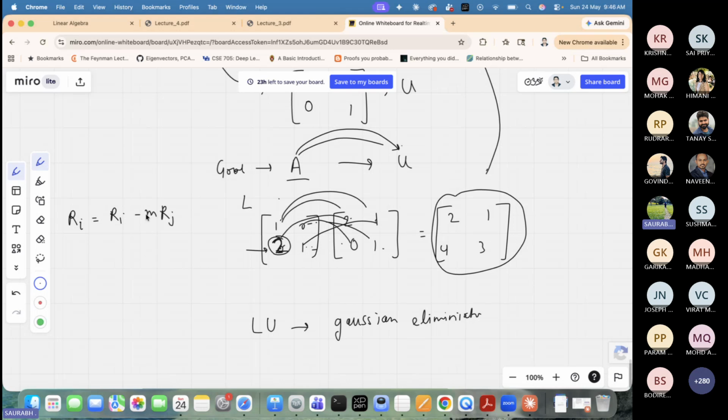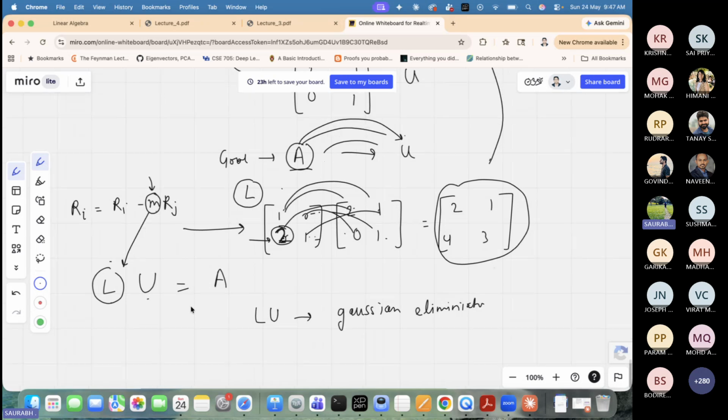This is what you'll be doing. Just keep track of which M's you are using. Once you know which M's you are using, you compose your lower triangular matrix with those M's. That's all you have. Once you compose those M's into L, and you are already transforming A into U while doing Gaussian elimination, you get L times U is equal to A.